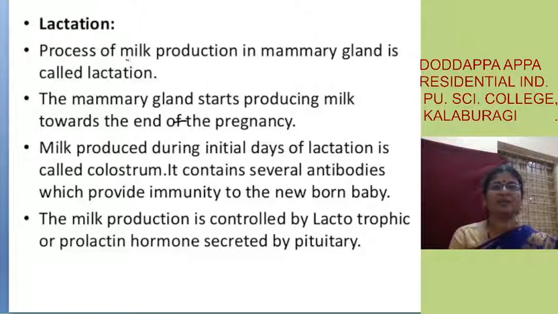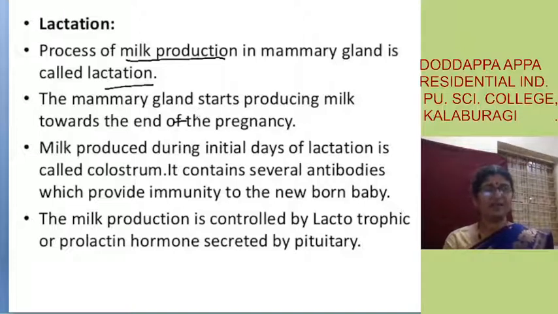The process of milk production in the mammary gland is called lactation. The mammary gland will start producing the milk at the end of the pregnancy. Actually, from the 3rd month, some will say that 3rd to 4th month, alveoli will become active. But here, as per our knowledge, at the end of the pregnancy, the mammary glands will start producing the milk.